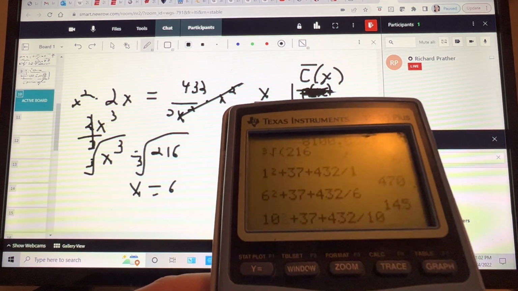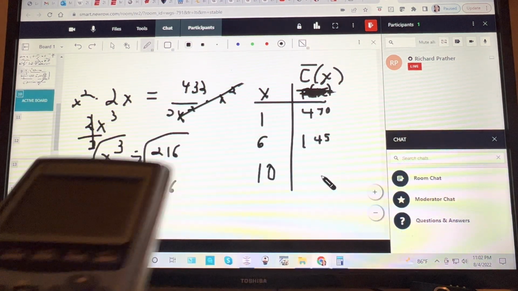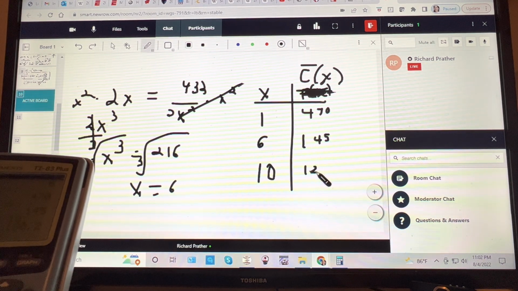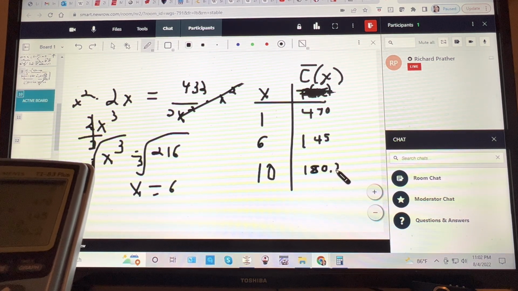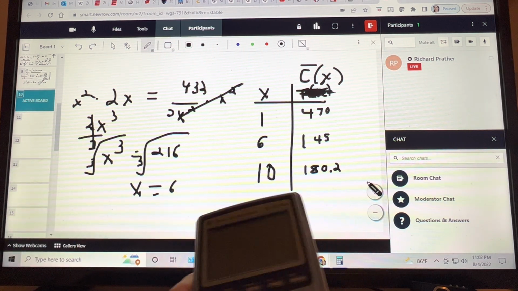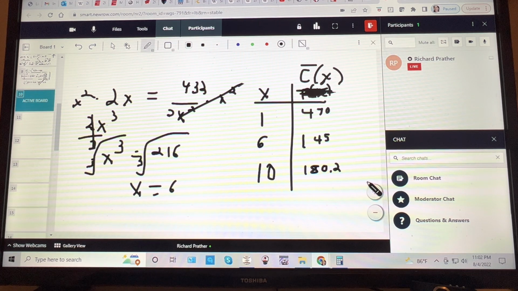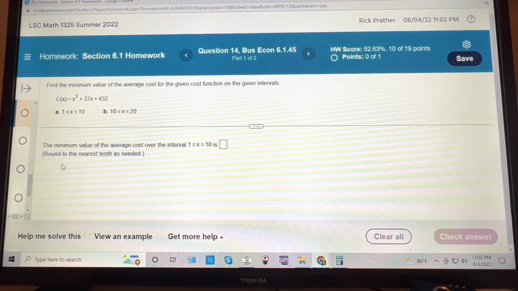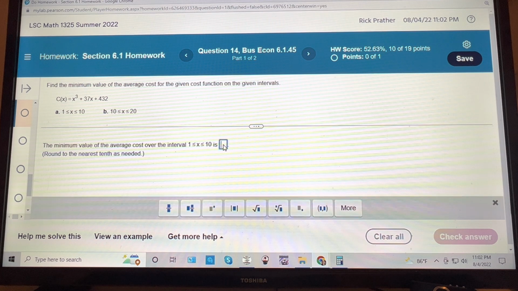And is the next answer smaller or bigger? It's bigger. You wouldn't have known it at the time, but if I used the critical number theorem, I would have been able to show that 6 was a local minimum, and therefore it would have turned out to be the absolute minimum by default. But this rule worked just as well and probably was easier. So this is definitely the absolute minimum value. There's an absolute minimum of 145 at x equals 6. The minimum value is 145.